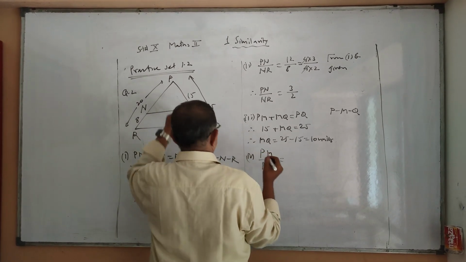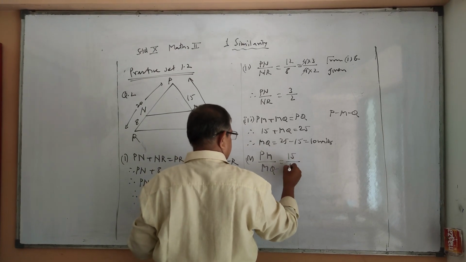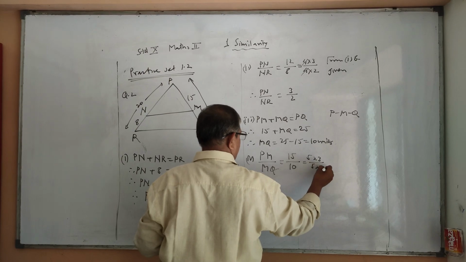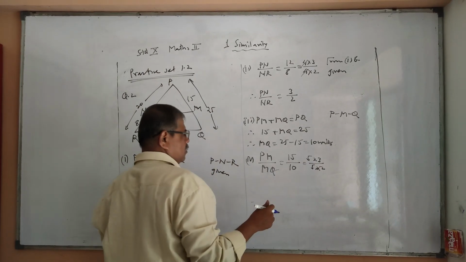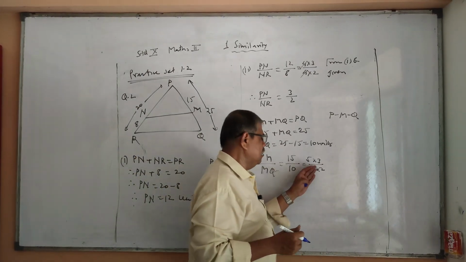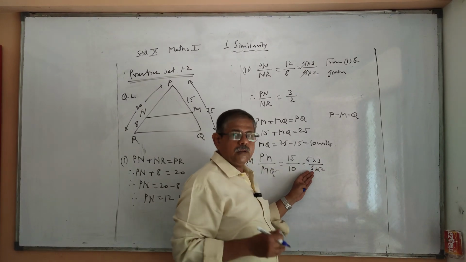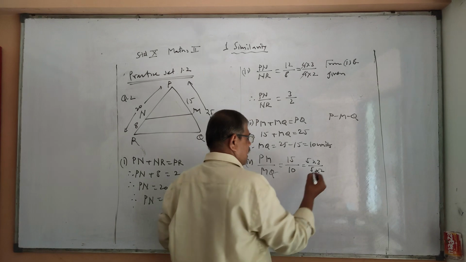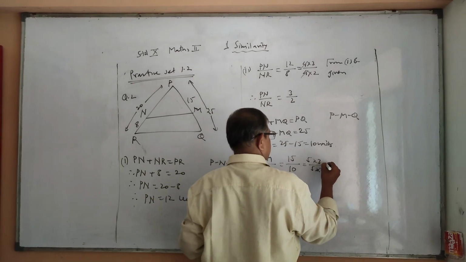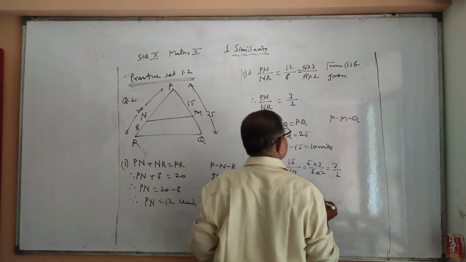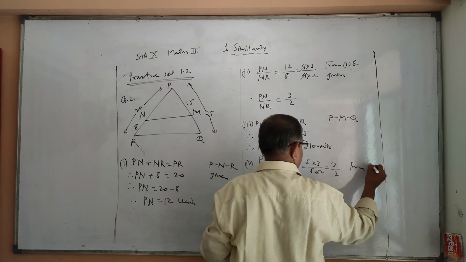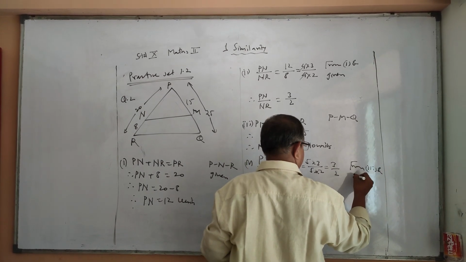PM is 15, this is 10, again 5 into 3. This is not compulsory, right? Those students don't understand, don't know table. That's why you must learn table. So all these calculations go very fast. And so again I get 3 upon 2. Here reason from 3 and given.